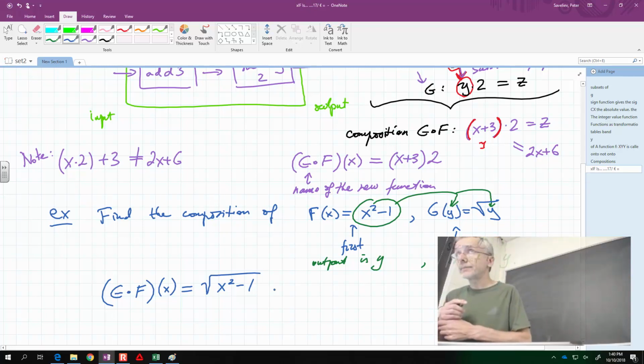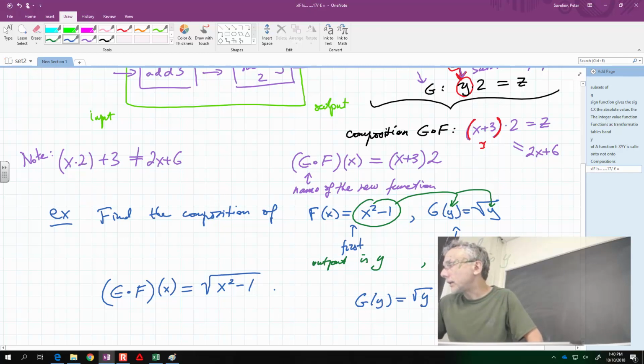Would there be a different instance where x squared minus 1 would be substituted into the y in g? Into y? No, I replace each y that I see with x squared minus 1. I hope this is what you're talking about. So g of y is equal to square root of y. In the meantime, y is equal to x squared minus 1, and y at the same time is also equal to f of x.